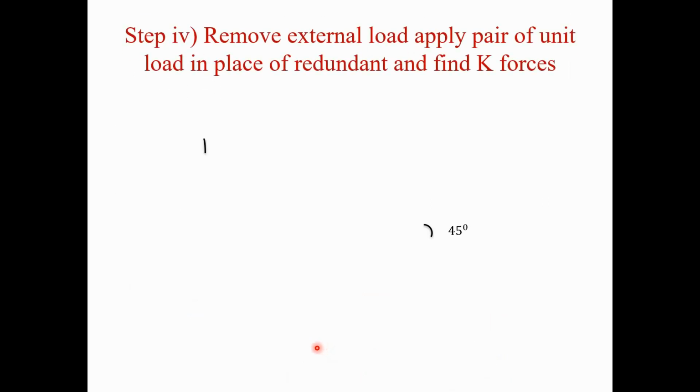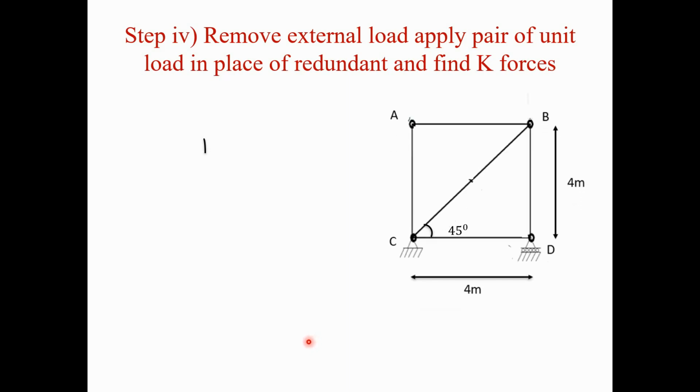Now remove the external load and apply a pair of unit loads in place of the redundant member, and find all the k forces in the members. Here we have removed the AD member from the truss, and now we apply the pair of unit forces at A and D. You can assume it tensile or compression. Here I assume it compression in nature.